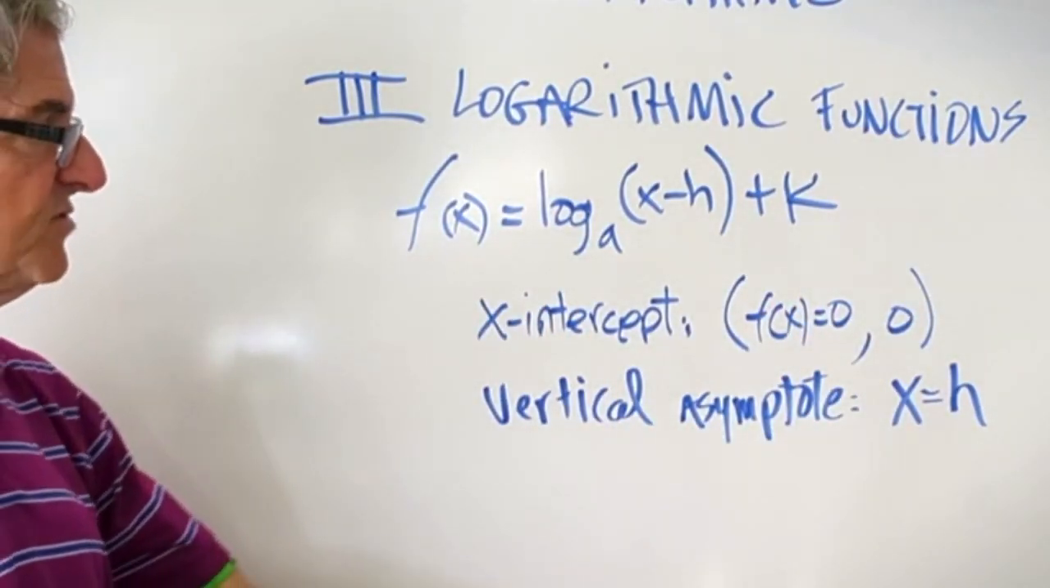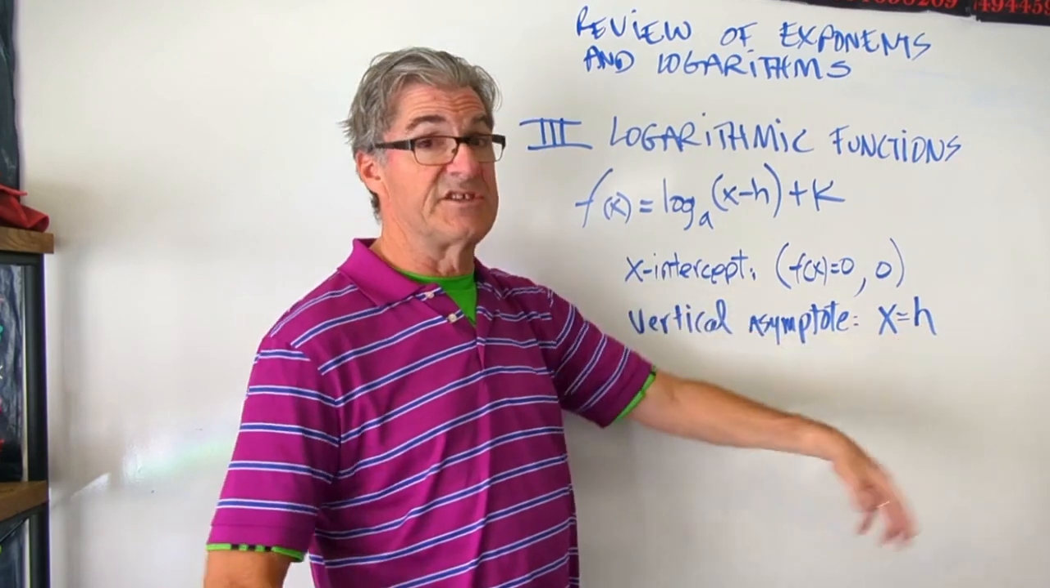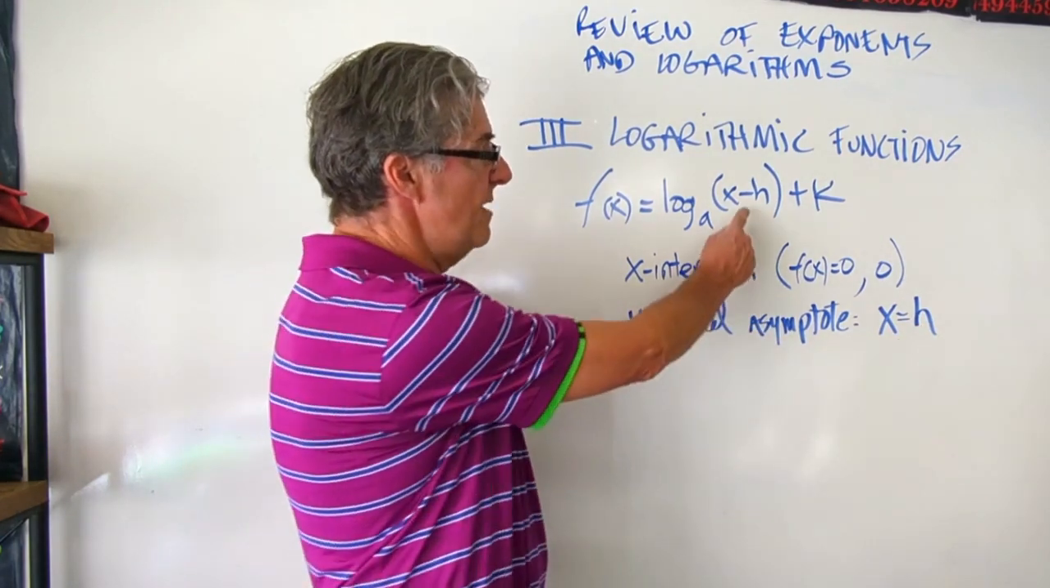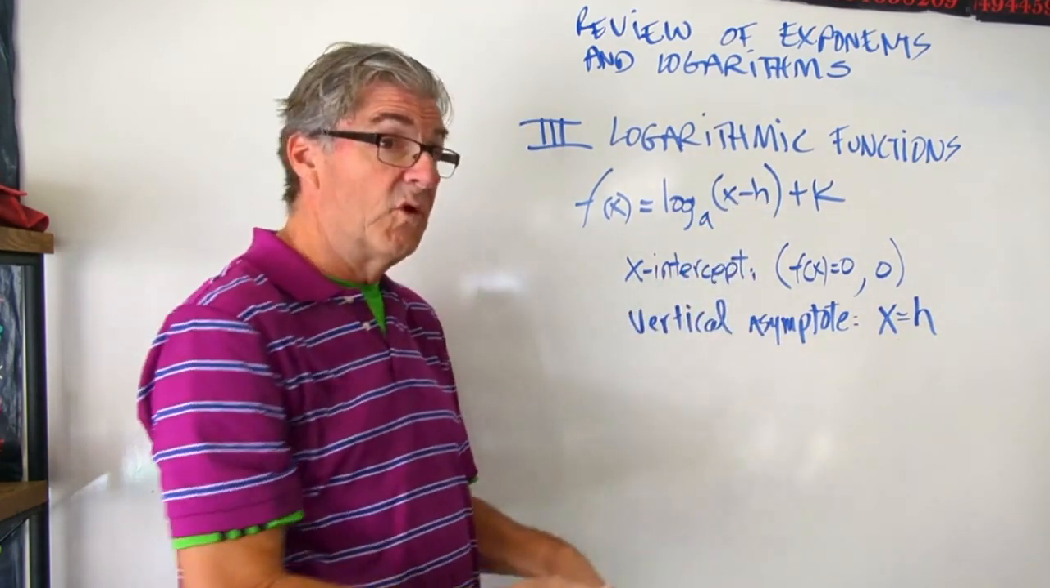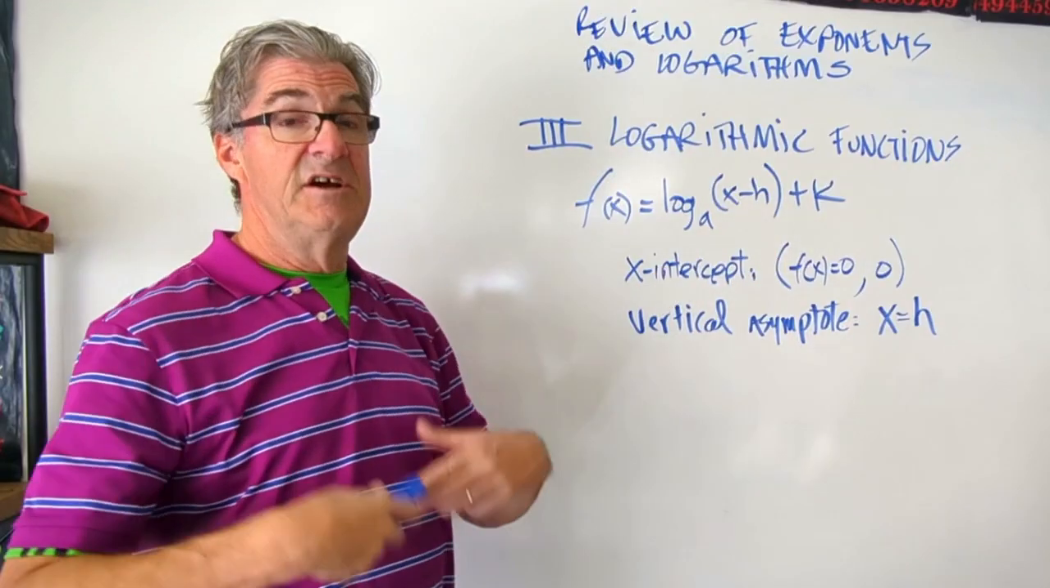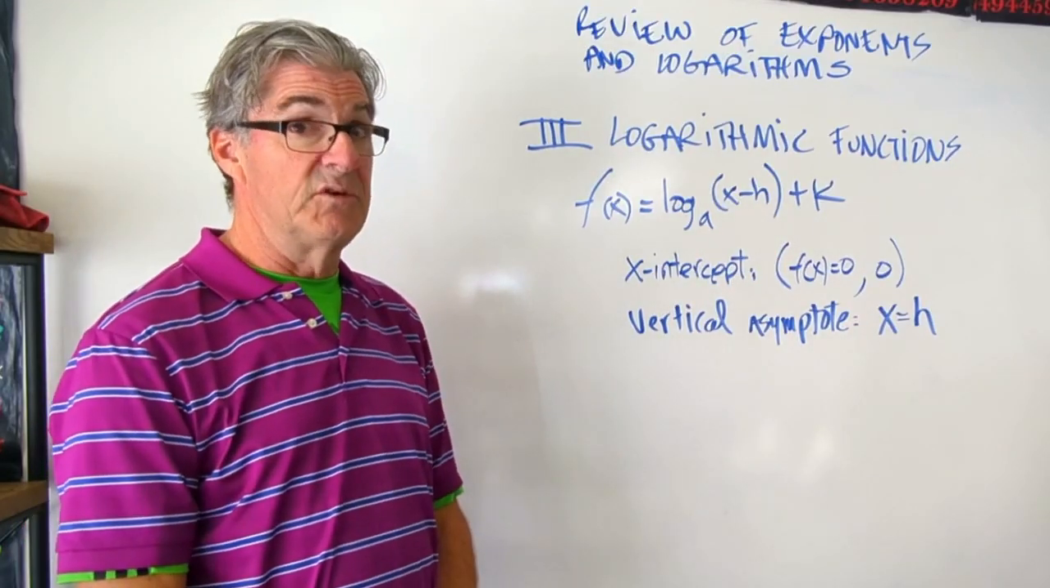The vertical asymptote is just x equals h. It's a vertical line at h, and you remember that the minus sign is part of the form. So if it's minus 3, the vertical asymptote is x equals 3.